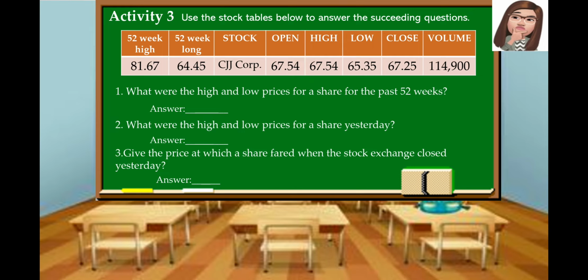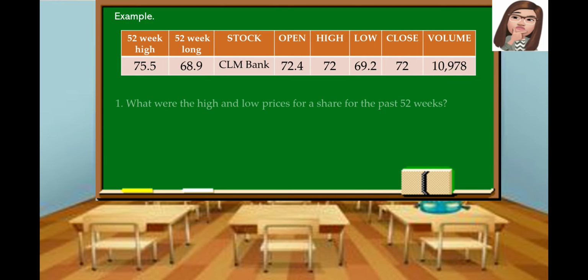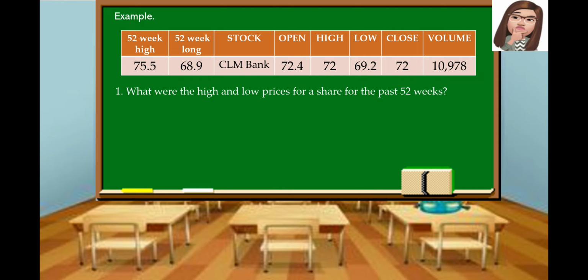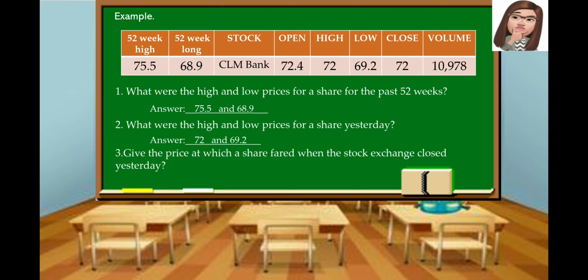And for activity 3, use the stock tables below to answer the succeeding questions. So we have 2 tables. For example, we have a table for the 52-week high and low. So what were the high and low prices for a share for the past 52 weeks? That is under the first table, that is 75.5, and the second column is 68.9. What were the high and low prices for a share yesterday? So that is the fifth column which is 72, and the sixth column which is 69.2 under the high and low yesterday. Then for 3, give the price of which share fared when the stock exchange closed yesterday. So under close, that is 72.